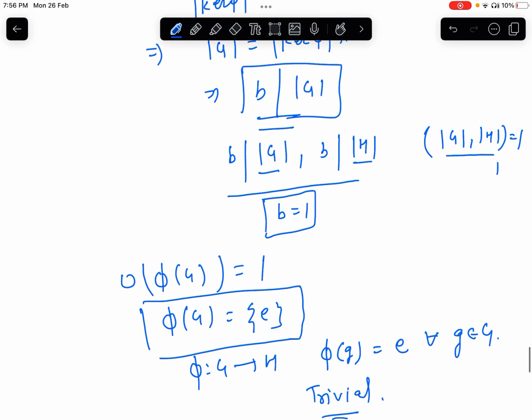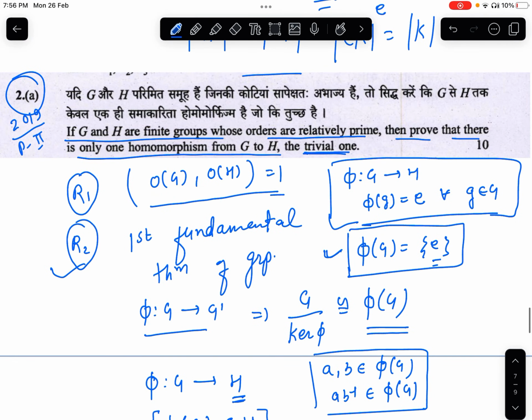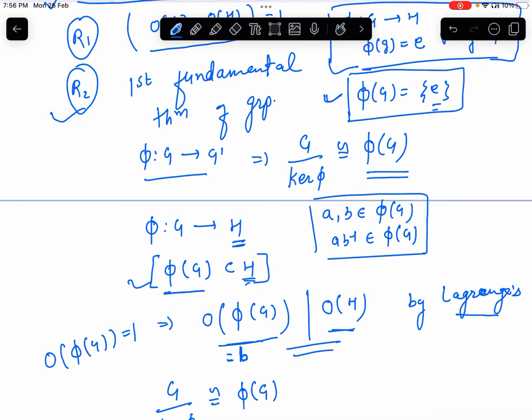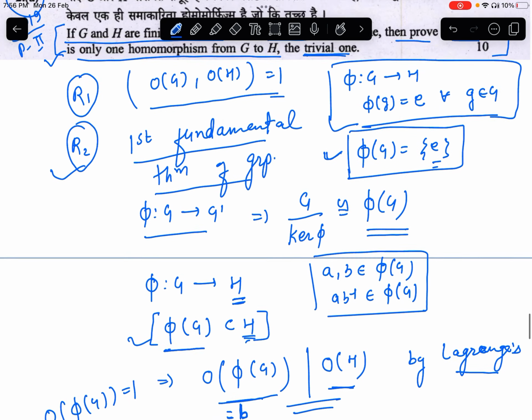Thank you guys, that's it. This was an easy question, and this kind of question was asked in 2023 also. A similar question was there. So in these questions, the concept of kernel and the concept of the first fundamental theorem of group theory are important, and we can solve these questions.